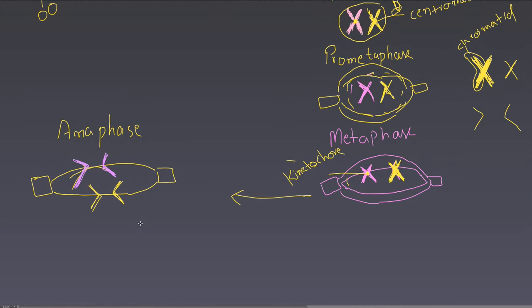So these two get detached from each other, and these microtubules start stretching toward the opposite poles, in the opposite direction, and the cell starts to elongate, and the chromosomes are going in the opposite direction. Now, after the anaphase, you enter into the telophase.